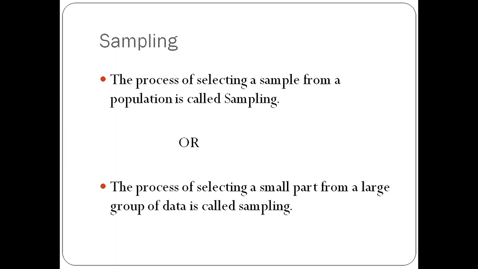Now coming to the topic, sampling. What is sampling? Sampling is simply the process of selecting a sample from a population, or the process of selecting a small part from a large group of data is called sampling.